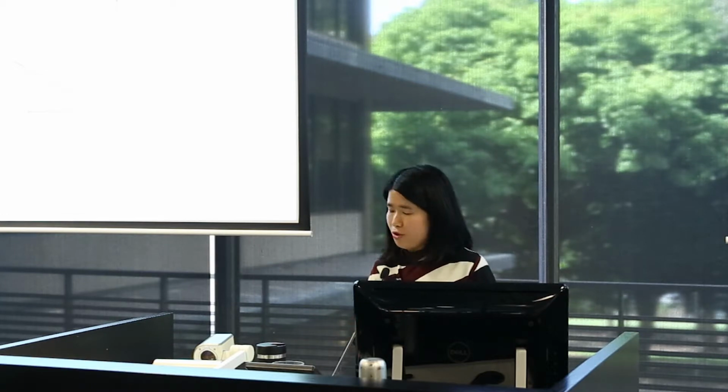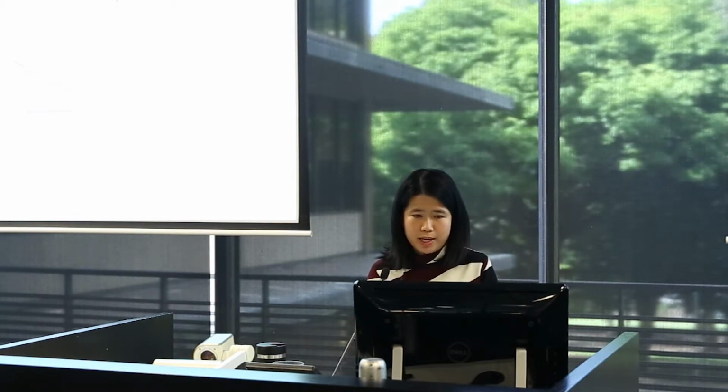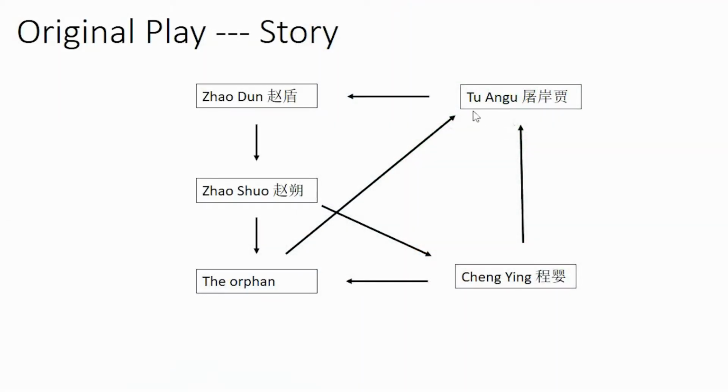So let's talk about the story. The story begins with a military leader. His name is Tu'angu, and he is determined to kill his political rival called Zhao Dun. And Zhao Dun is a great minister, and Zhao Dun has a son. His name is Zhao Shuo, and he is married to a princess. When Tu'angu is determined to kill the entire Zhao family, the tragedy happens. The princess gave birth to a baby boy who became an orphan.